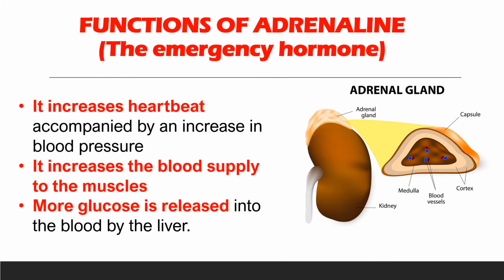Functions of adrenaline. This adrenaline is also known as the emergency hormone. What are the functions of adrenaline? It increases heartbeat, accompanied by an increase in blood pressure. It increases the blood supply to the muscles. More glucose is released into the body by the liver. These are the main functions of adrenaline. Very important. This adrenaline is also known as the emergency hormone.